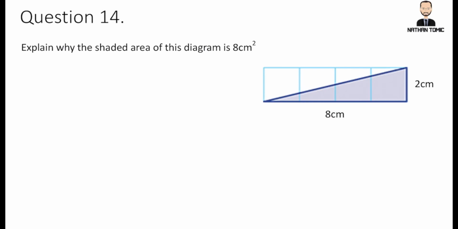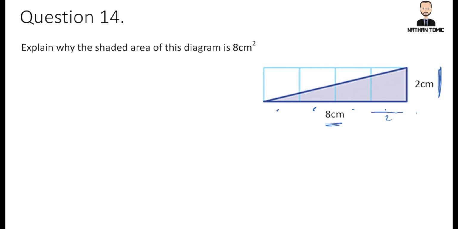Question 14. Explain why the shaded area of this diagram is 8 centimeters squared. Now, if we think back to the first question we did, we kind of already answered this, but let's look at it again. We can tell by looking at this shape that each of these blue squares must be a 2 by 2 centimeter square, because this measurement here is 2 centimeters. They're squares, so that must mean one of these is 2, and we've got 4 of them in total. That's where we get our 8 centimeters from. So each one of these individual blue squares is 2 centimeters.